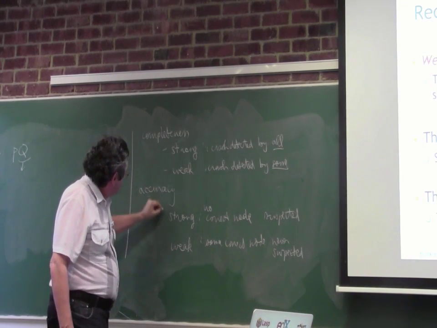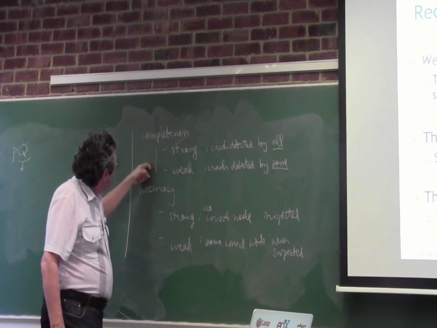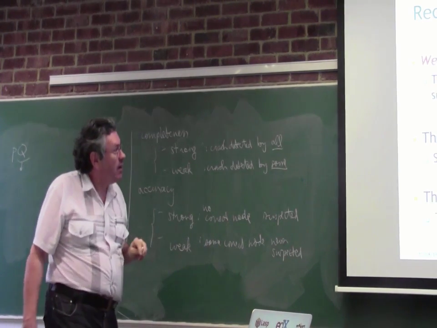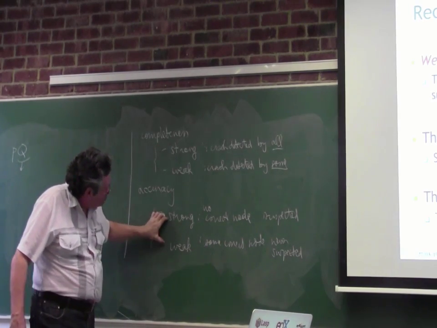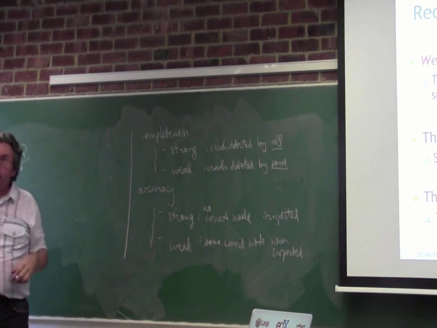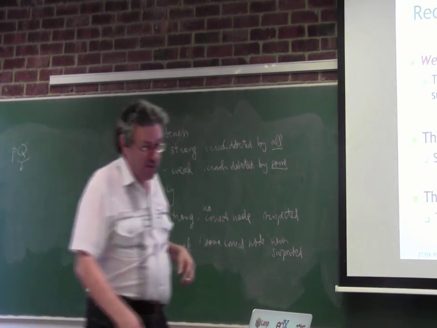The different degrees: strong, weak completeness, strong, weak accuracy. It's really important because the differences might seem small, but it makes a big difference when we want to build systems. Okay?